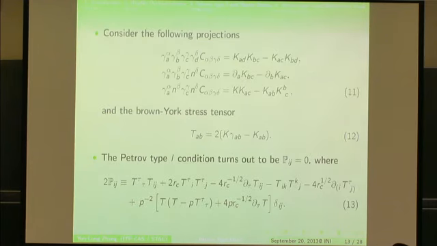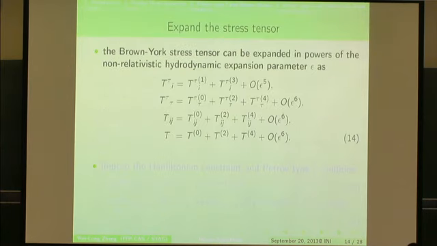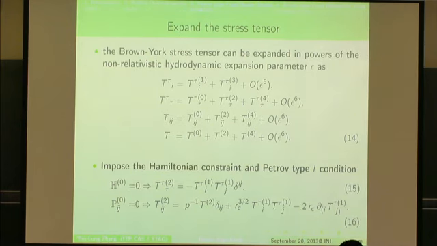So actually currently we do not have the stress tensors, and we assume the Brown-York stress tensor is arbitrary, and we expand its independent components order by order in the non-relativistic expansion, and we just put the expansion into the constraints we have got.